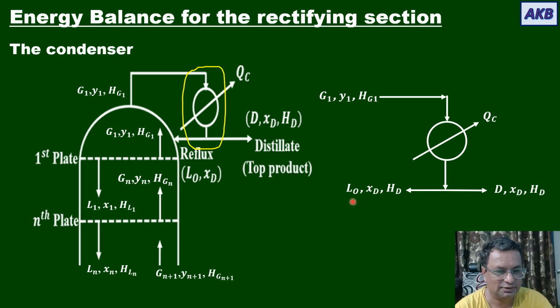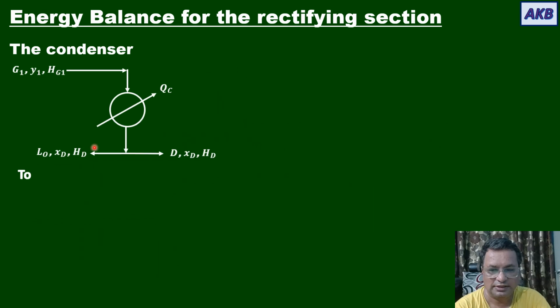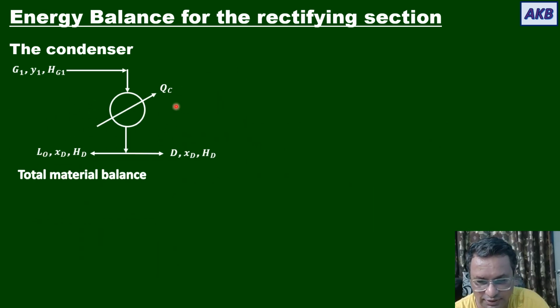You please note, flow rate of distillate and reflux, they are different, but mole fraction of A in both the streams is same. Enthalpy of both the streams is same. Okay, so over here we have shown the condenser separately, and I hope you must have understood what happens with the condenser, how energy flows into the condenser, how material flows into the condenser, and then how material and energy comes out of the condenser.